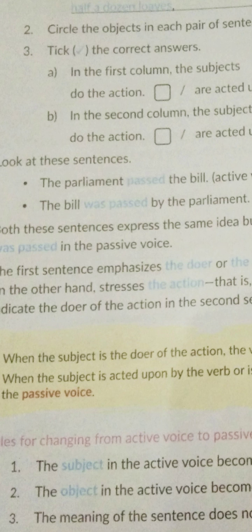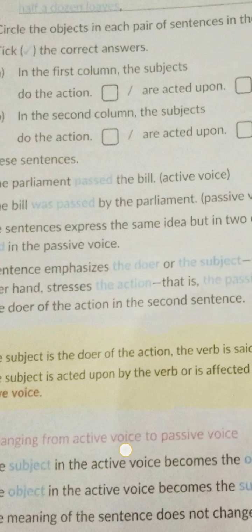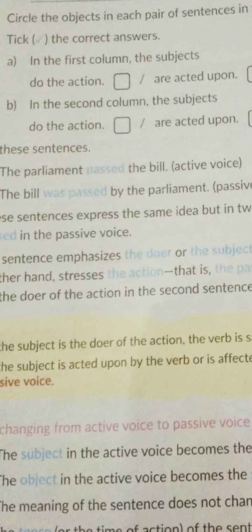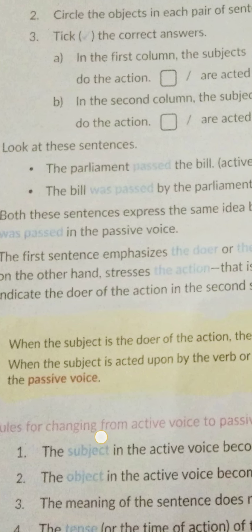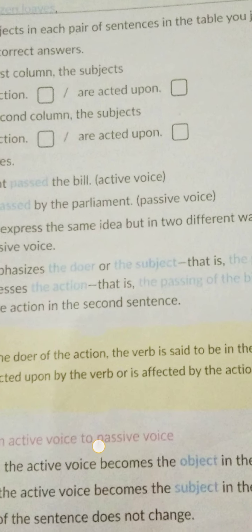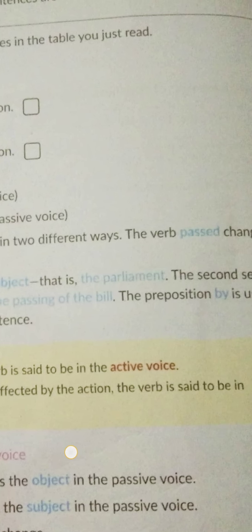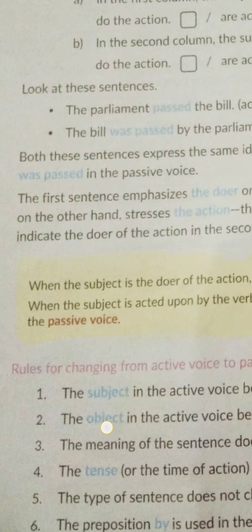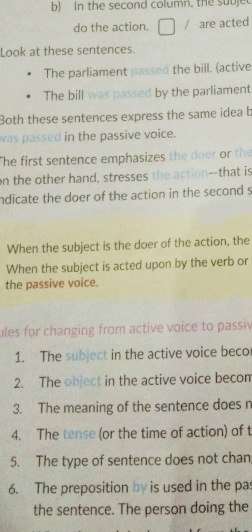we use by to show by whom that action was done. Okay. Now, when the subject is the doer of the action, the verb is said to be in the active voice. And when the subject is acted upon by the verb or is affected by the action, the verb is said to be in the passive voice. So, when I say the cat killed the mouse, here the cat has killed. The cat is the doer of the action, so it becomes an active voice.